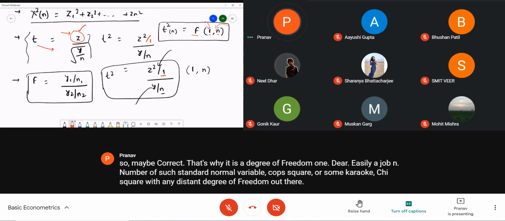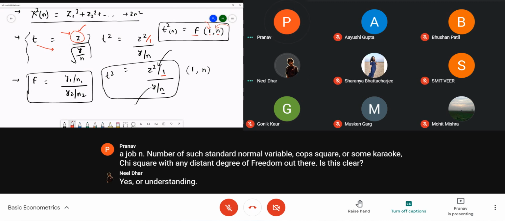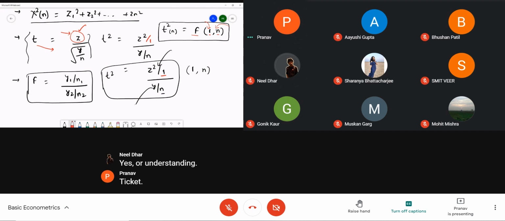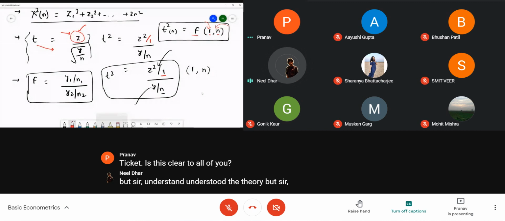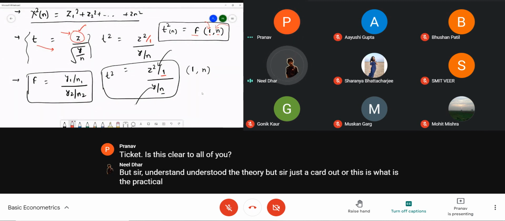Is this clear? Yes, sir. Understanding, sir. Okay? Is this clear to all of you? Sir, understood the theory, but sir, just one more doubt. What is the practical application of a t-square? Is there one, or is it just to show the relationship?